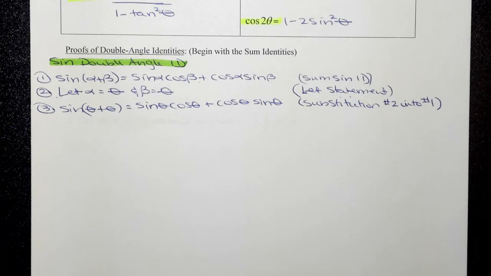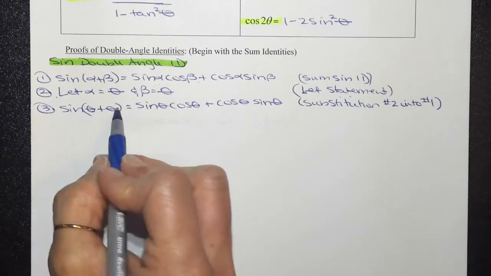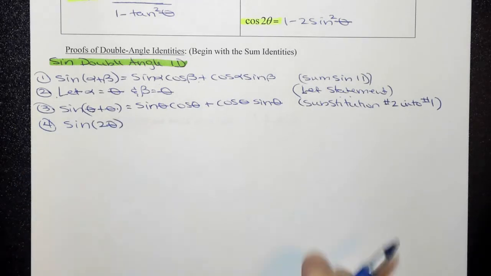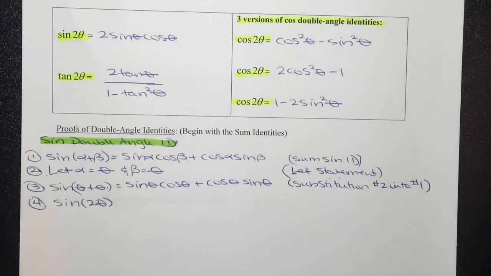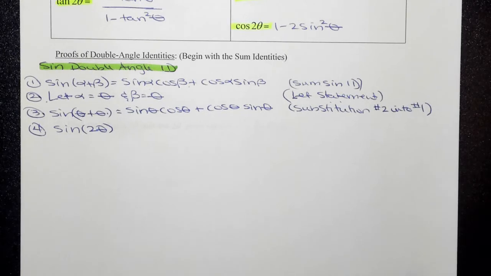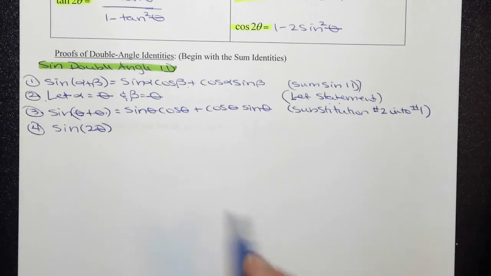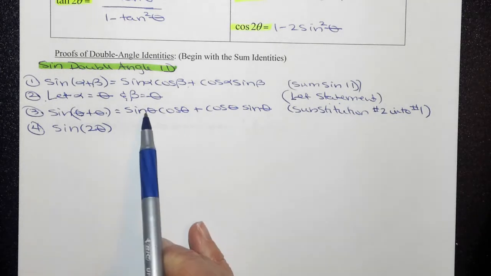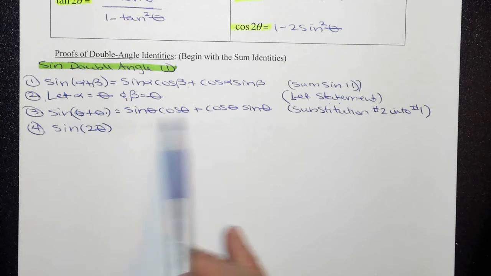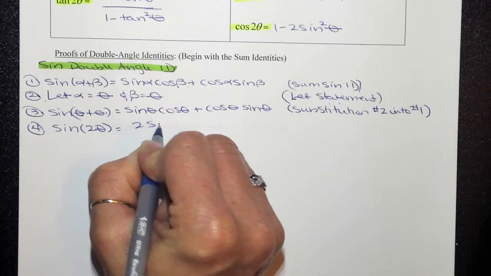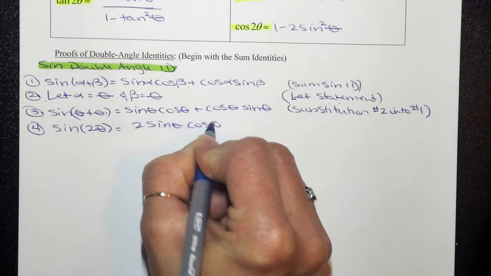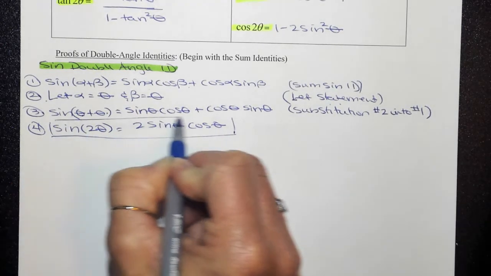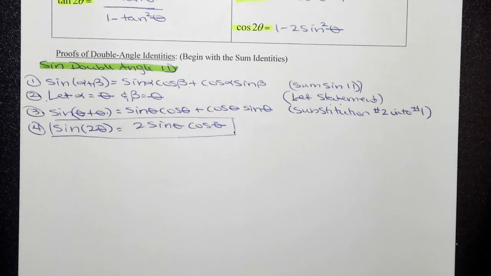Alright, so when you add theta plus theta in step number 4, you get sine 2 theta, which is up here. And then you're going to simplify. You've got sine cosine and essentially sine cosine, and when you have 2 of them, this is 2 sine theta cosine theta. That's your proof. Okay, that's the double angle for sine.